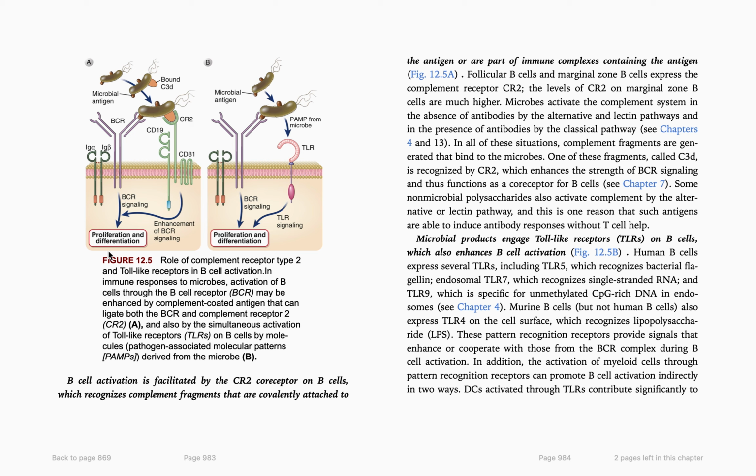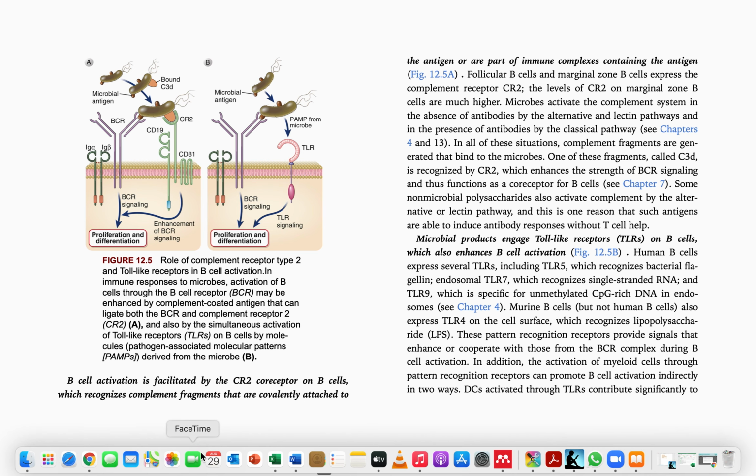So we see here, for proliferation, you have microbial antigen, then it is bound with C3d. This is one of the complement fragments. Then when it's bound there, it is mostly effective with the activation of other co-stimulators. Then this signaling will happen. There will be proliferation or differentiation, and in some microbes, toll-like receptor signaling can happen. Then activation will happen.